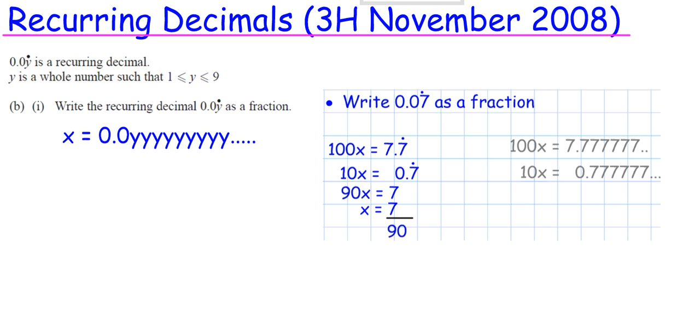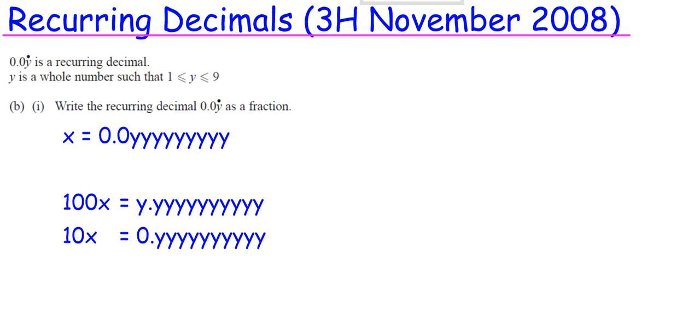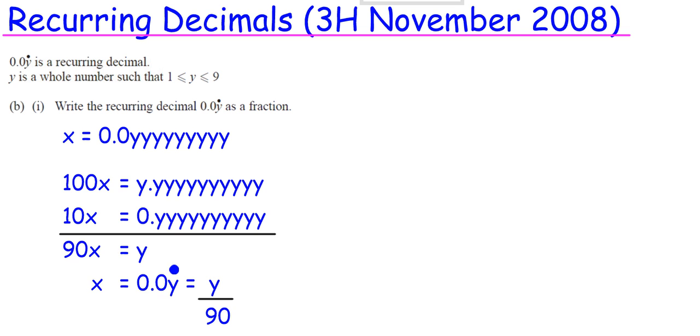So we're going to do exactly the same thing for our algebraic example. Our x is 0.0y recurring, so we're going to multiply that by 100 and by 10. So 100x would give us y.y recurring, and 10x would give us 0.y recurring. We then take one from the other to give us 90x equals y, just like 90x equals 7 in the 0.07 recurring example. Divide, so as our x is equal to 0.0y recurring, that will be equal to y over 90.